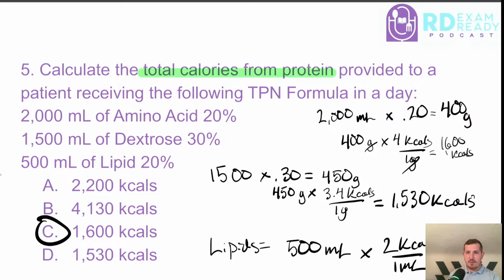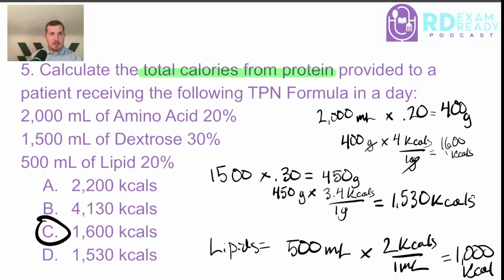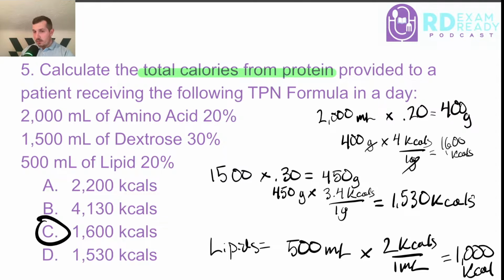So you can kind of see that math. We did not need to calculate the lipids or the dextrose in this case, but if we wanted to, this is how we would go about doing that. Great questions in the chat there. Hopefully you enjoyed that TPN question. I didn't make it too hard because you only needed to do the protein in this case, but it's always good practice to walk through all 3 macros as well.